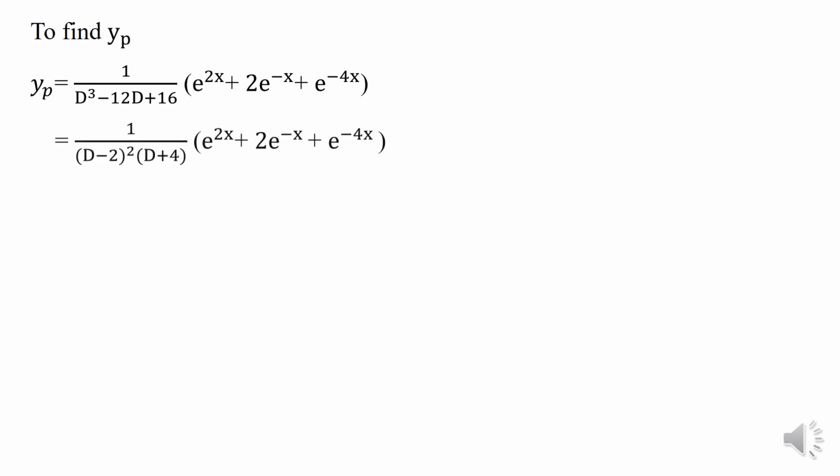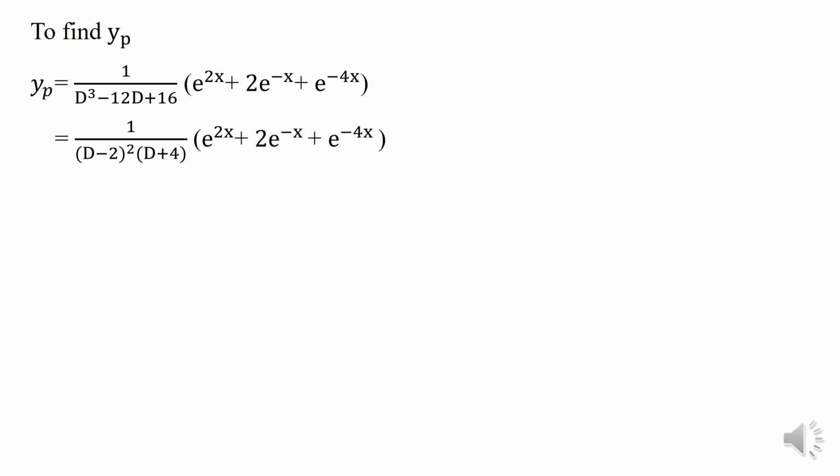To find particular integral yp is equal to 1 by d cube minus 12d plus 16 times e power 2x plus 2 e power minus x plus e power minus 4x. That is equal to 1 by d minus 2 whole square into d plus 4 times e power 2x plus 2 e power minus x plus e power minus 4x.